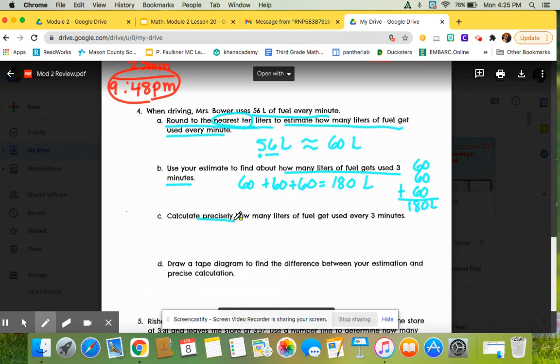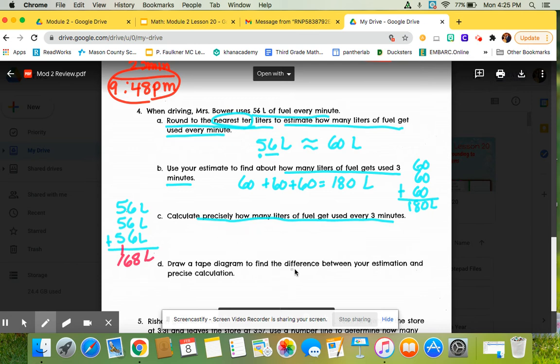Calculate precisely how many liters of fuel get used every 3 minutes. So we need to take our 56 liters plus 56 liters plus 56 liters. Well, 6 plus 6 plus 6 is 18. So I'm going to change colors for a second. So I have an 8, and I'm going to carry a 1. I know some of you put it down here, which is fine, and some of you put it up there. It doesn't matter. So 5, 10, 15, 16. So 168 liters is the precise amount of fuel that she would use every 3 minutes.